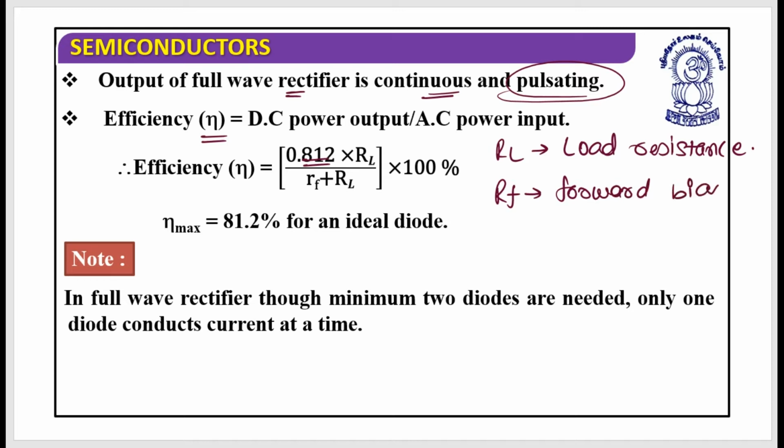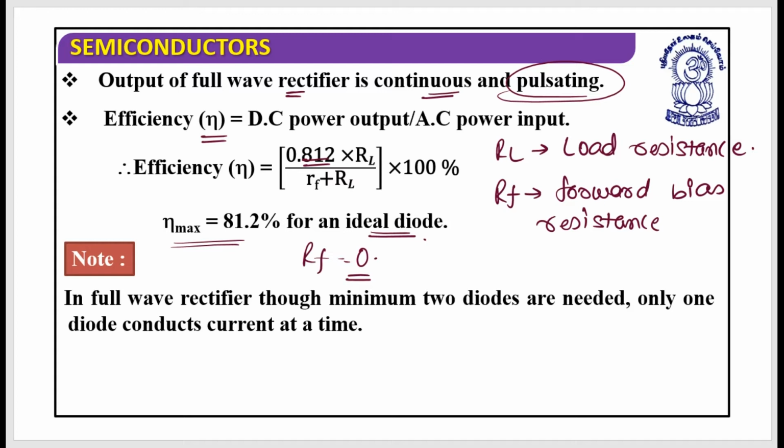So this is the forward bias resistance of a diode, RF, and RL is the load resistance. And if it's an ideal diode, RF would be equal to 0. So this maximum efficiency would be 81.2%.